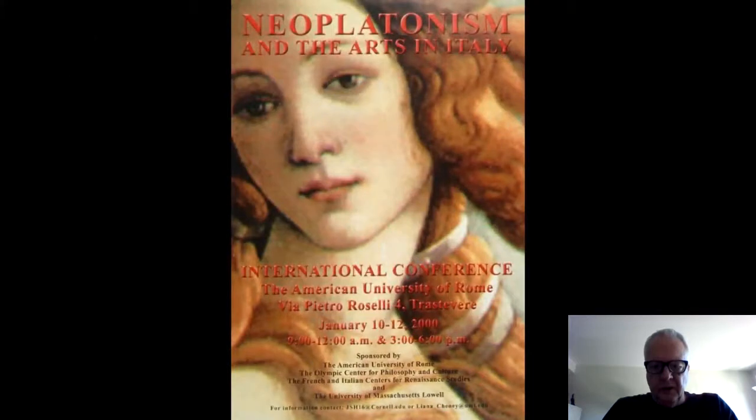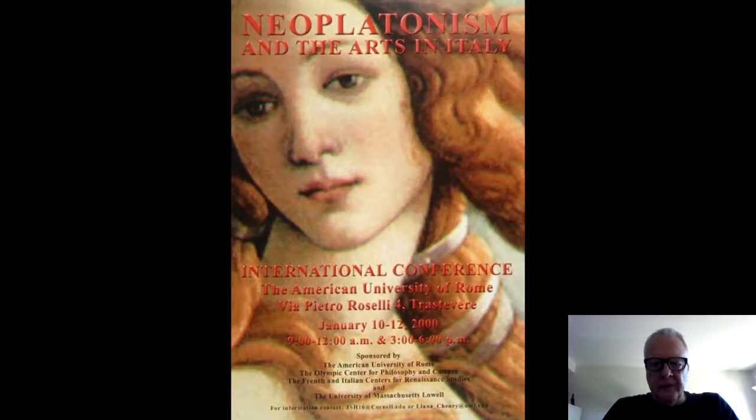So my friend Liana de Girolami Cheney and I had another conference in Rome in 2000, before the Florence conference. It met at the American University of Rome, just across from the American Academy. And here's the poster for that, Neoplatonism and the Arts in Italy.